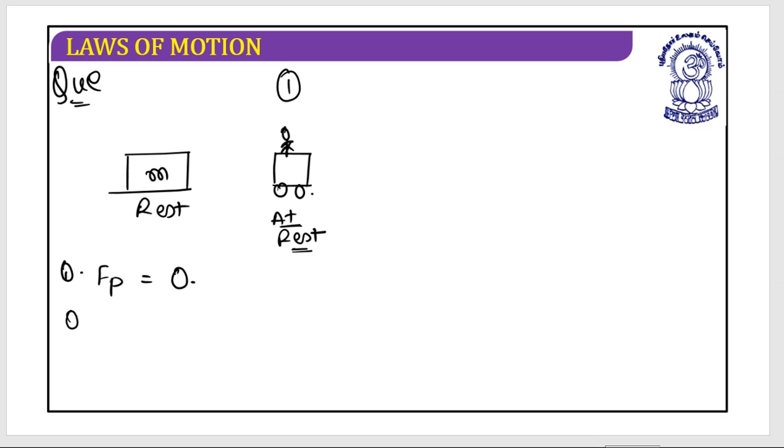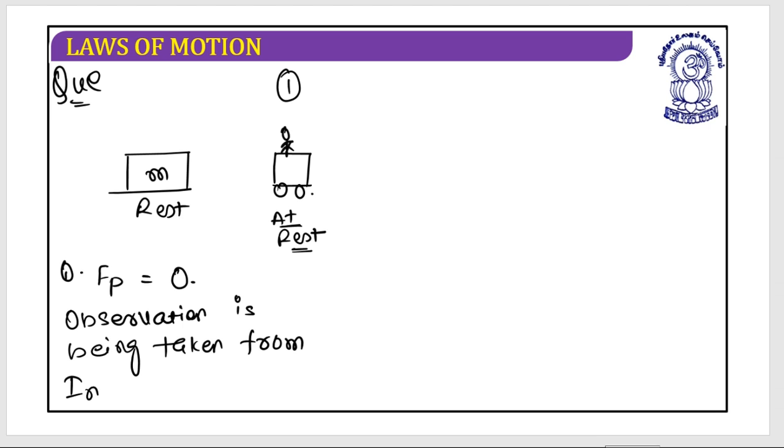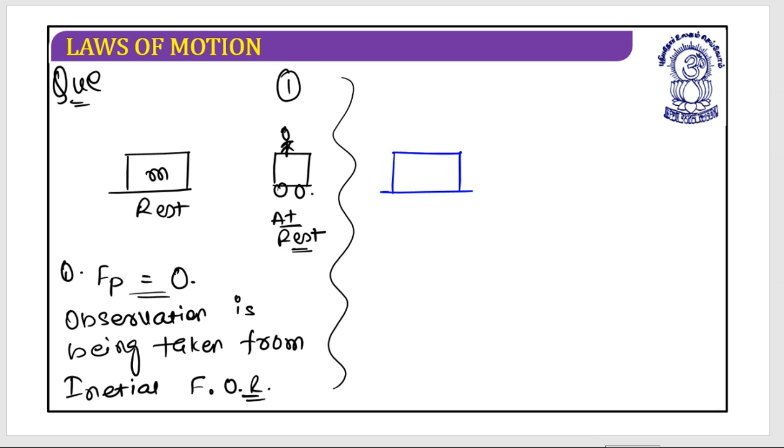Why? Because the observation is being taken from an inertial frame of reference, so the pseudo force is not required. You will take the correct decision. I hope this is clear. Is it clear? Great. Now, let's understand the second situation.